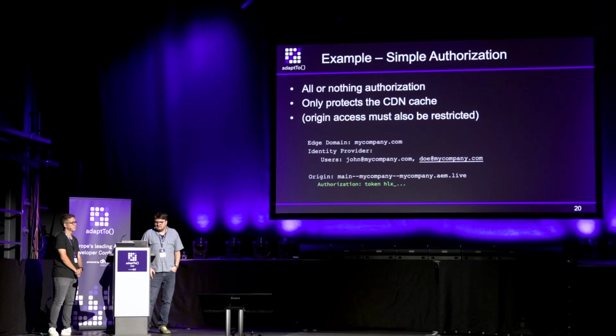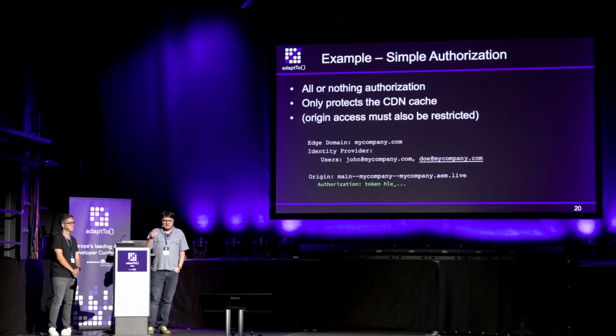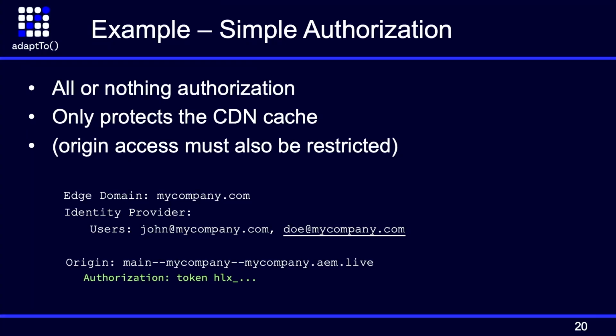So the simplest authorization model is all or nothing. You just require authentication, essentially. You have your company site, you only want your employees to access the site. When you have this in front of AEM Live, you should also make sure that the AEM Live is protected by a header. You also need to enforce restriction at the origin.